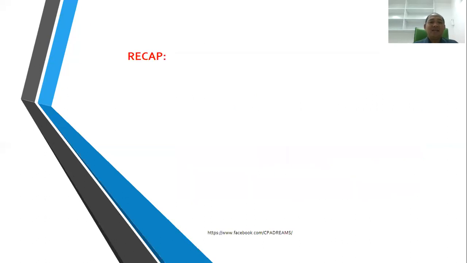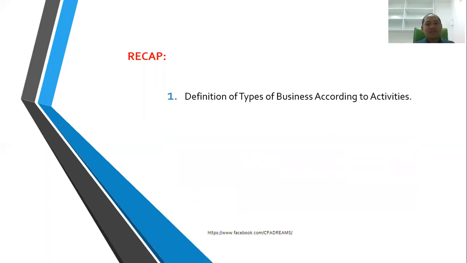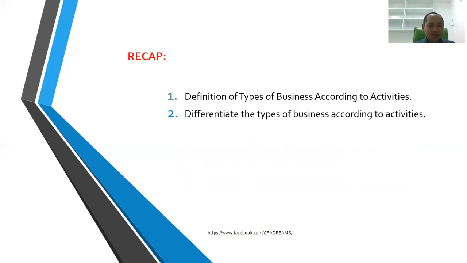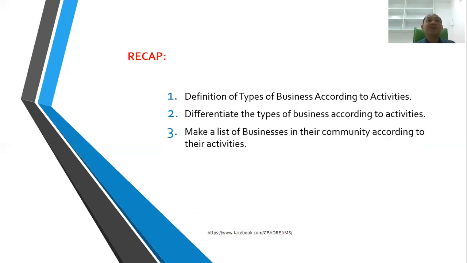Okay, so thank you so much. So let's have a recap. Definition of types of business according to activities. We have service business, merchandising business, manufacturing business, and we differentiate them from each other. And of course, now you can easily identify what are the types of businesses in your communities.